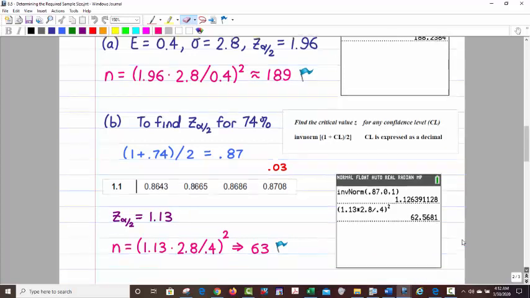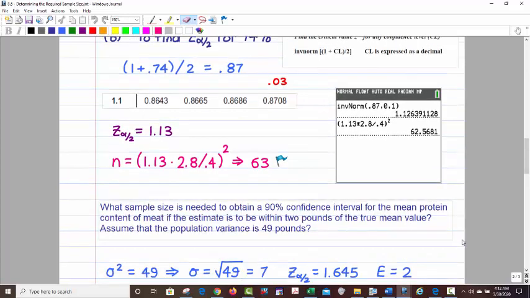So at that point, we just put in 1.13 times 2.8 divided by 0.4. We're still using the same numbers as part A. Squared, 62.56, so we call that 63 as our answer.